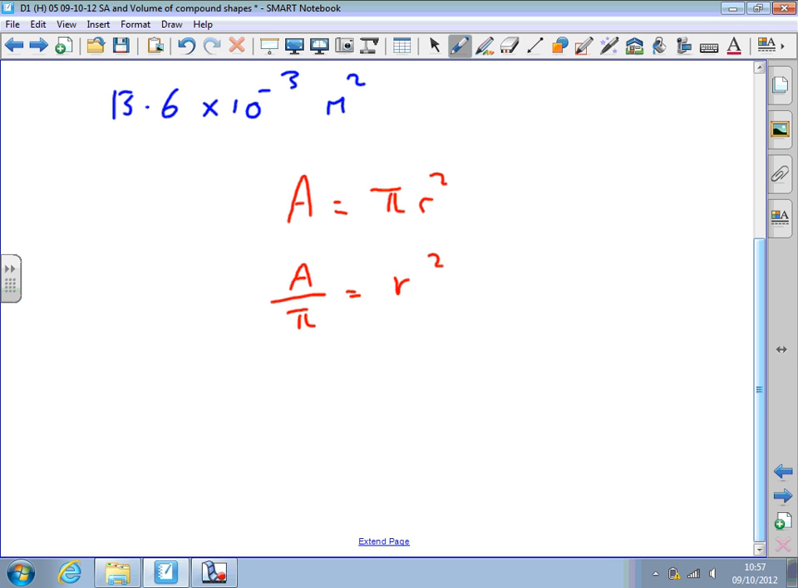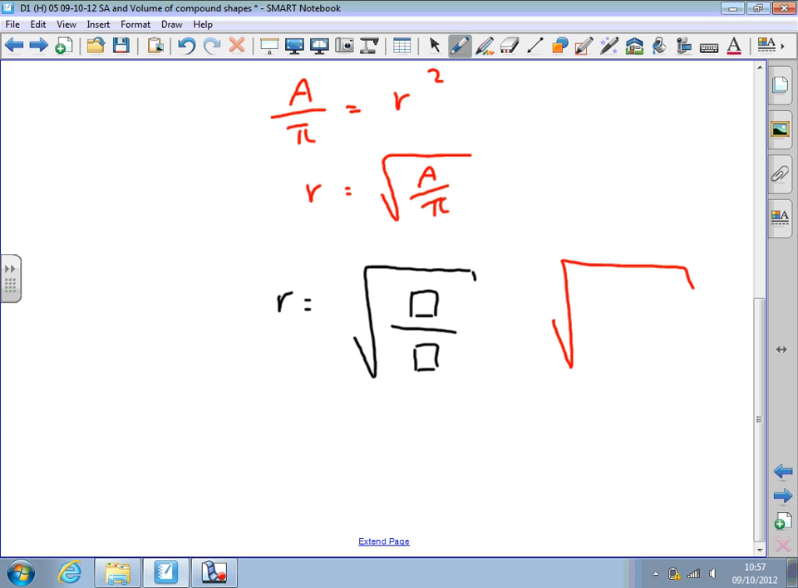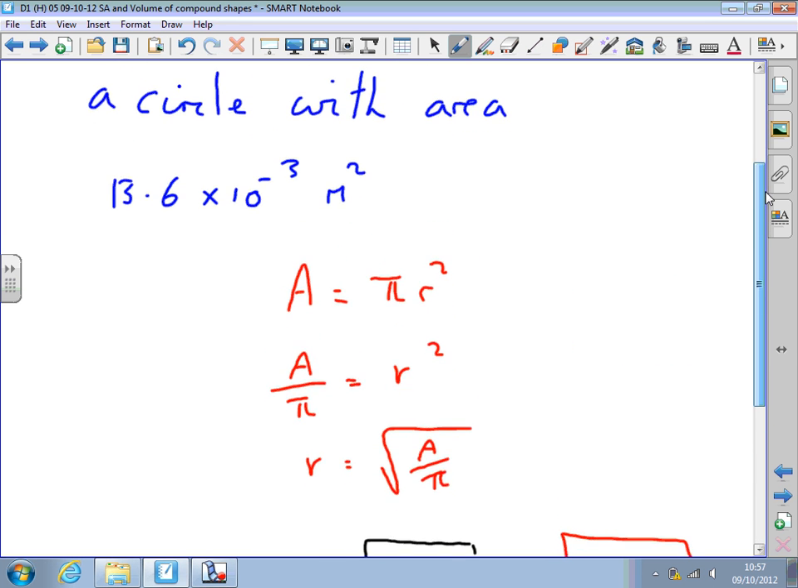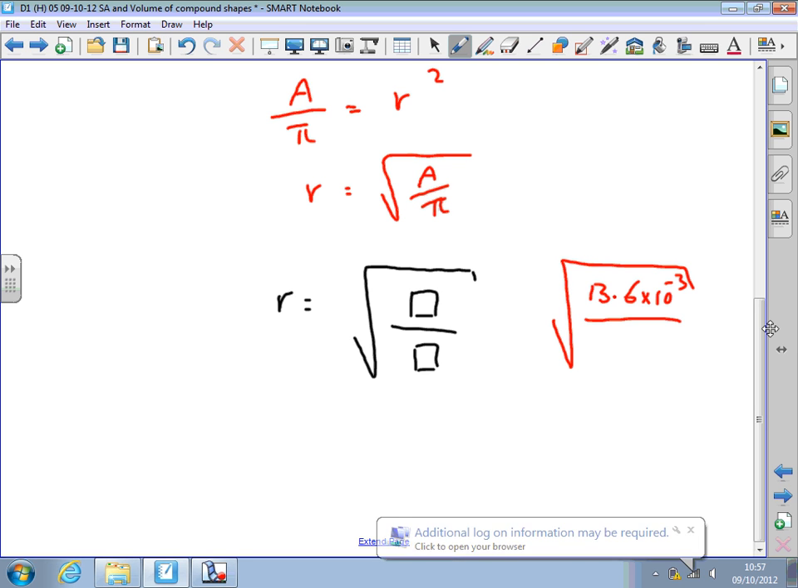Now r squared is that, so how do I get r? Square root. Square root of the area over pi. So now just bang in the numbers. The radius, therefore, is going to equal, hit the square root button on my calculator, hit the fraction button on my calculator. So that's what I'm going to put into the calculator. And then I'll get the square root of, so what's the area? 13.6 times 10 to the minus 3. Using the times 10 to the x button and then the minus button over the pi. And then I'll get the radius.